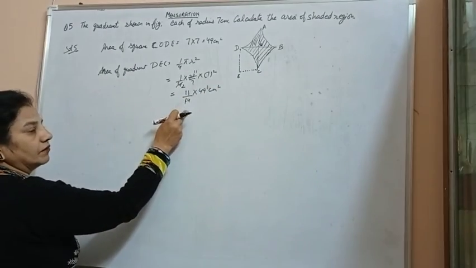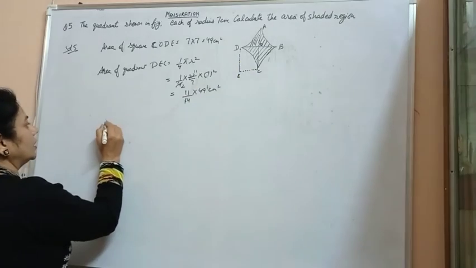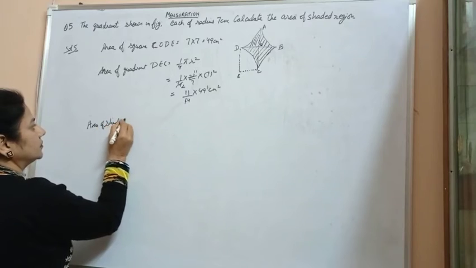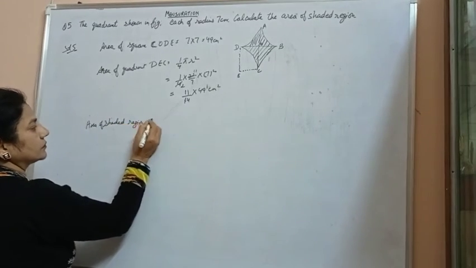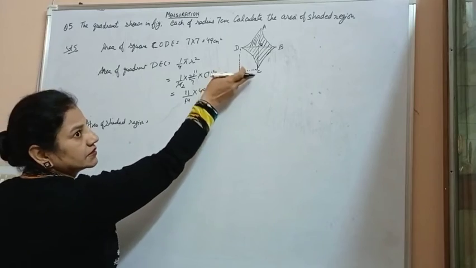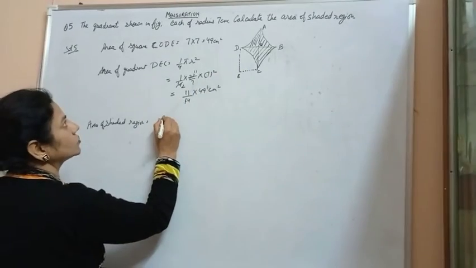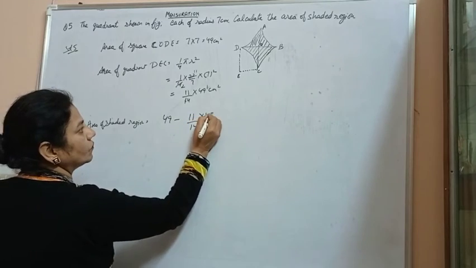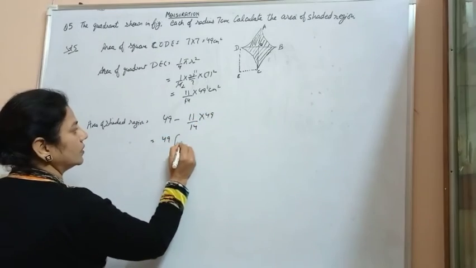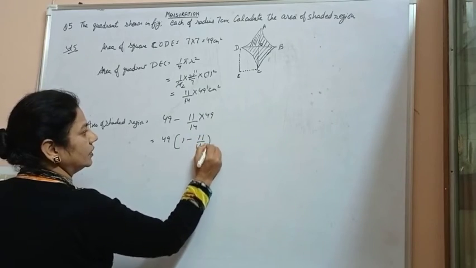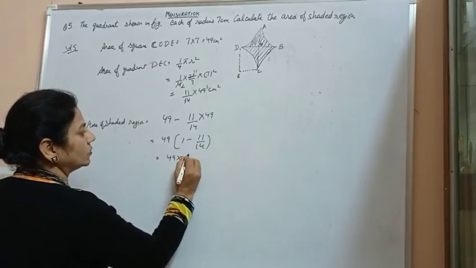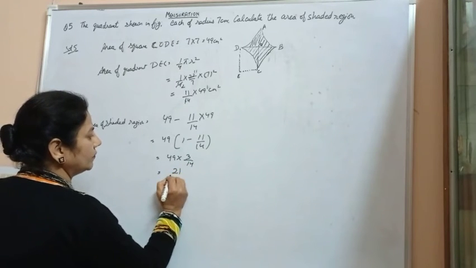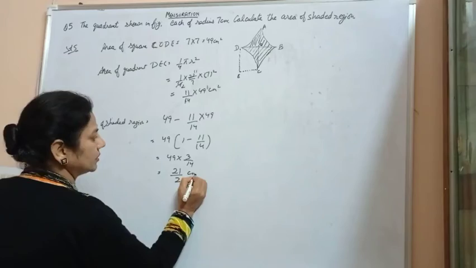Now we calculate the area of shaded region. Area of shaded region is area of square minus the quadrant. That means 49 minus 11 by 14 into 49. Take 49 common: 1 minus 11 by 14, which is equal to 49 into 3 by 14. That comes out to be 21 by 2 centimeter square.